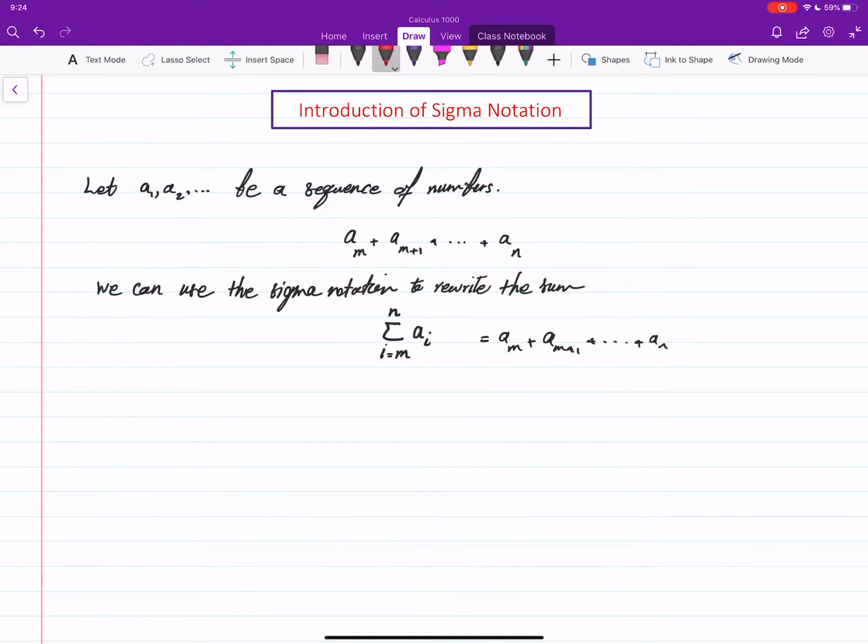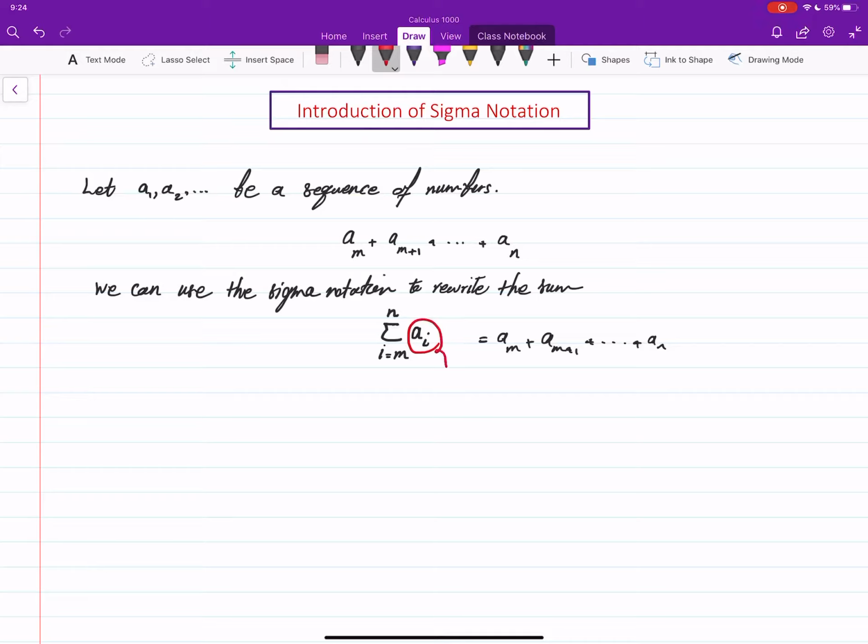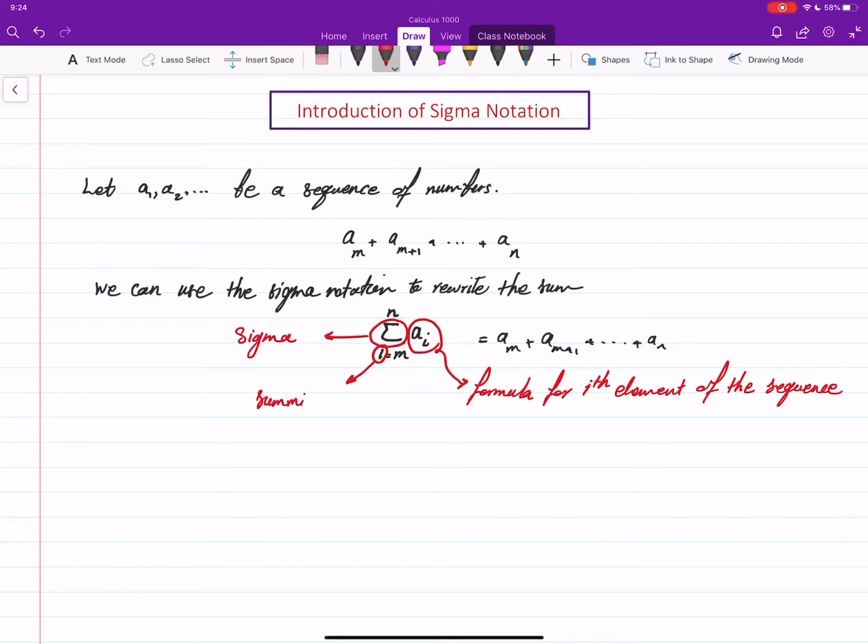So here, what we have is that formula. This is the formula for the ith element of the sequence. It will be in terms of i. This notation, as I said, is called sigma. It plays the role of addition; it says add these terms. This i here is a dummy variable, called a summing variable or summing index.